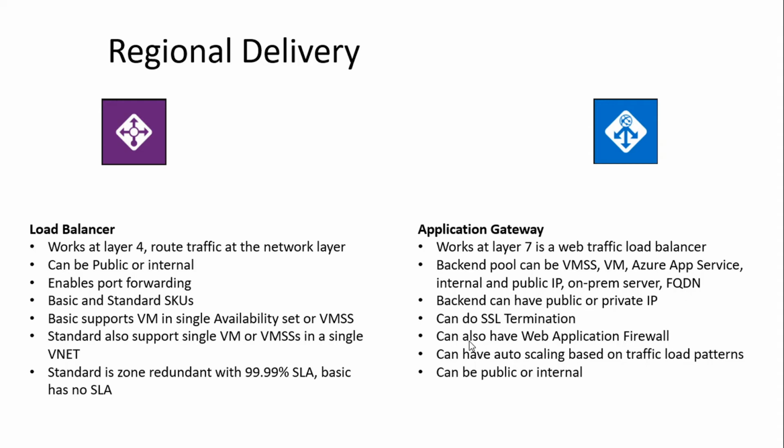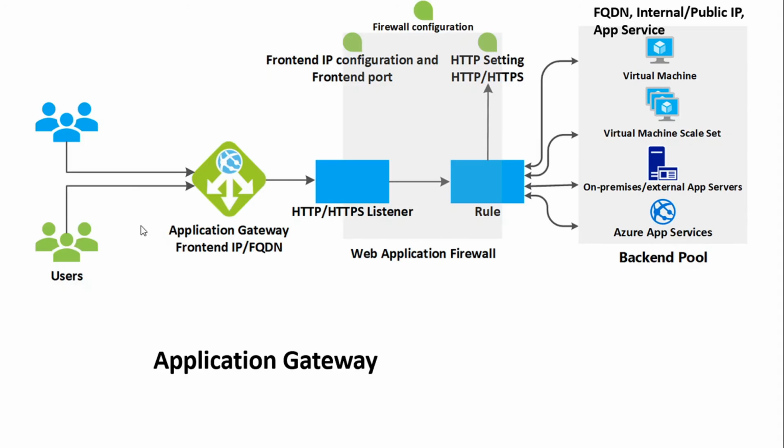Application gateway also provides us web application firewall, which we can enable. So this is the architecture of application gateway, wherein user hits the application gateway and then there is a firewall which can be enabled, and there are different rules set on it. So based on the rules, it sends the request to the backend pool.